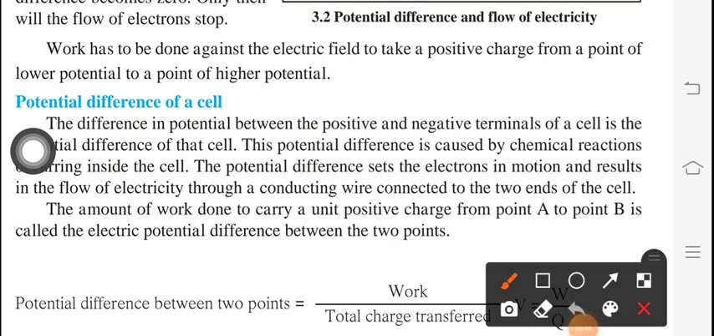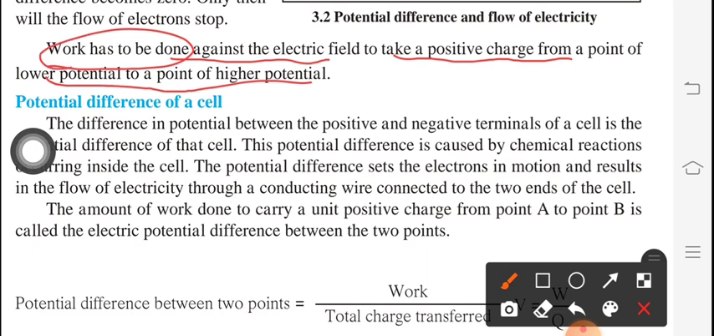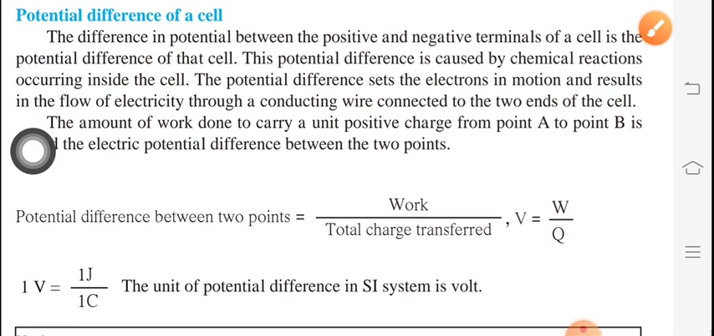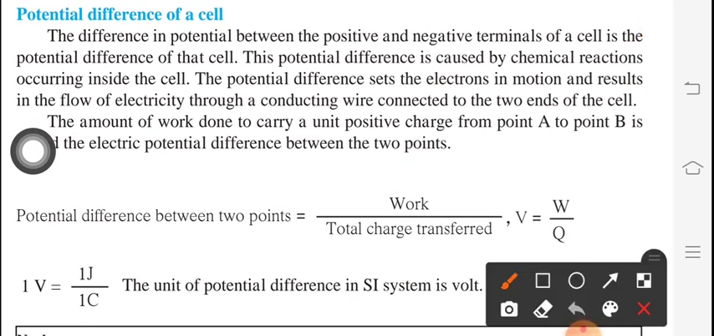Obviously, we can say charges flowing through this wire means some work is done. Work has to be done against the electric field to take a positive charge from a point of lower potential to a higher potential. That positive charge is flowing from lower potential to higher potential, so we can say work has been done. So here we have an explanation for the potential difference of a cell.